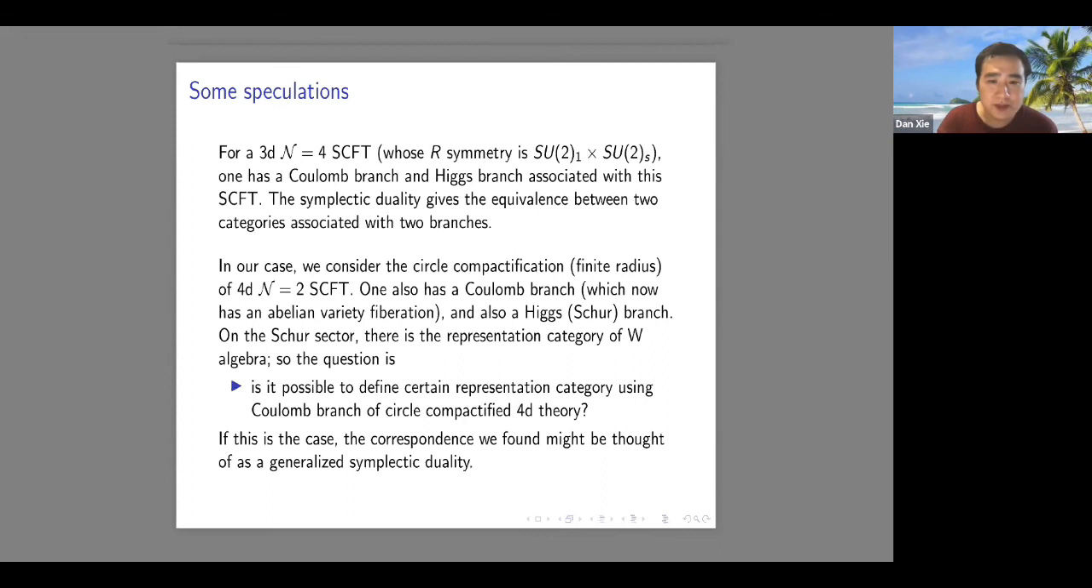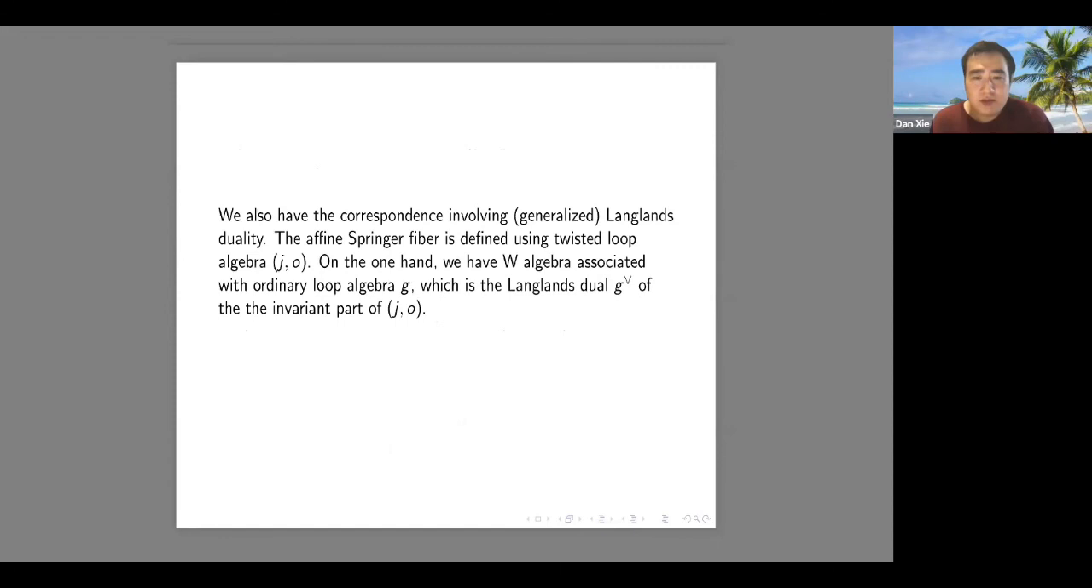And we also have the correspondence involving some kind of Langlands duality, because the affine Springer fiber side is actually defined using the twisted loop algebra. On the other hand, the double algebra side is actually related to the ordinary loop algebra of G. And the Lie algebra G here is a Langlands dual of the invariant part of J. So there's some kind of Langlands duality.